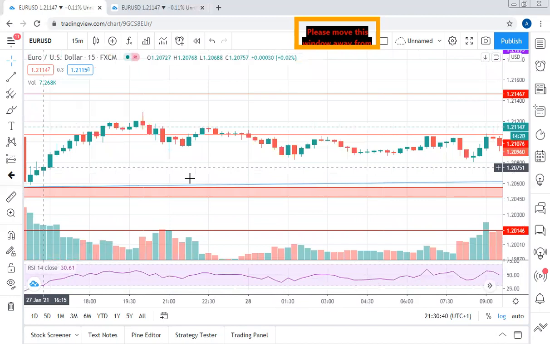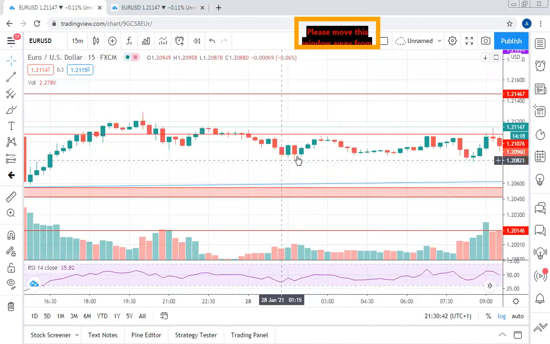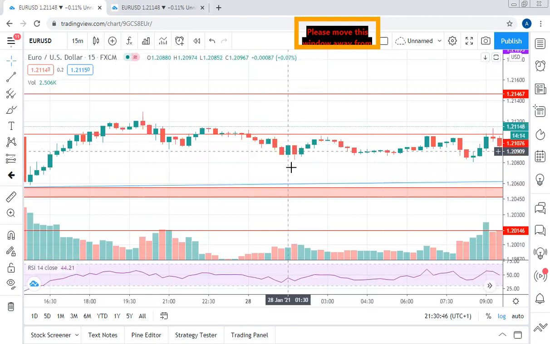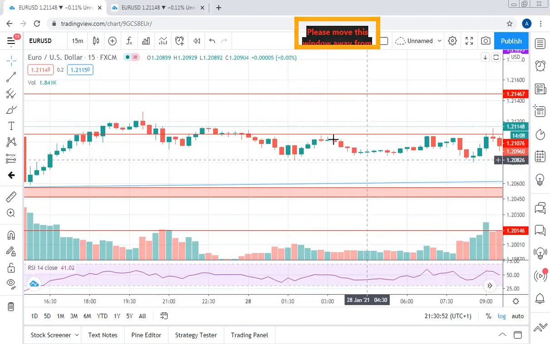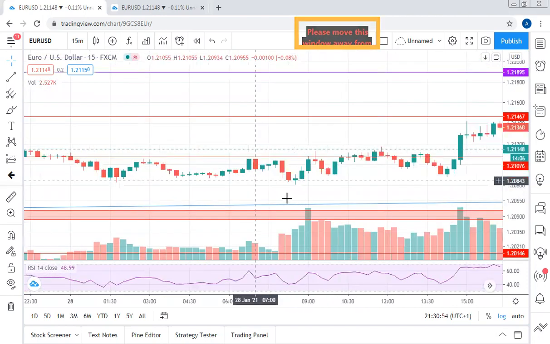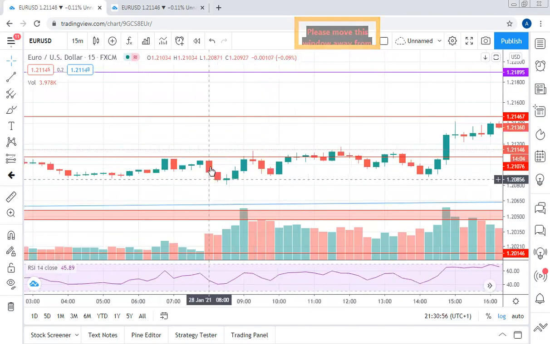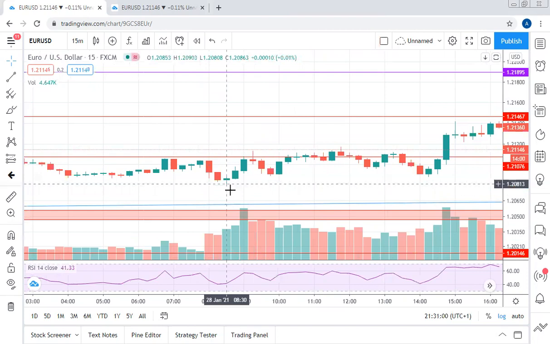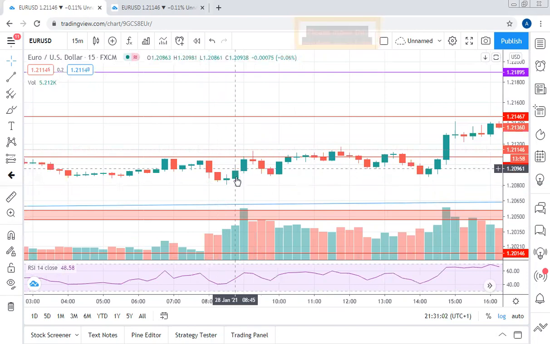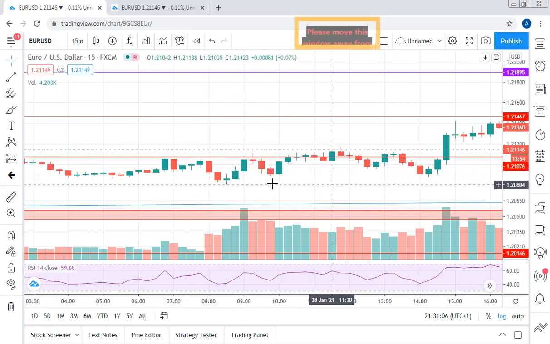Look at this. This is a tweezer bottom, and this is a long inverted hammer. Look at it, and the market began to buy. Now this is another example of a morning star: a bearish candle, a doji or a pin bar, and a bullish candle. This is a morning star pattern.